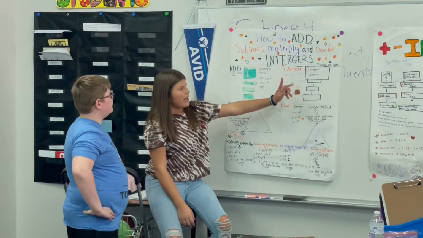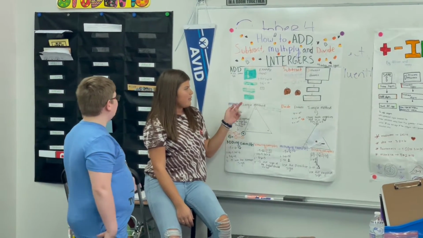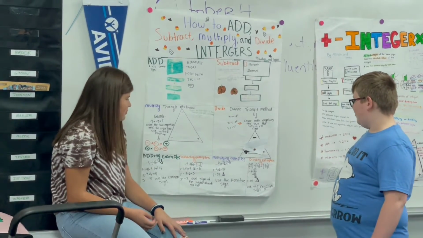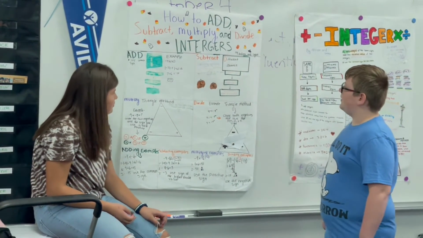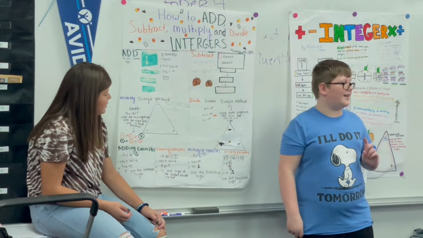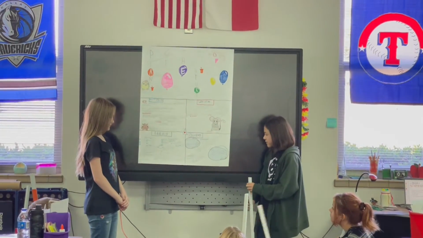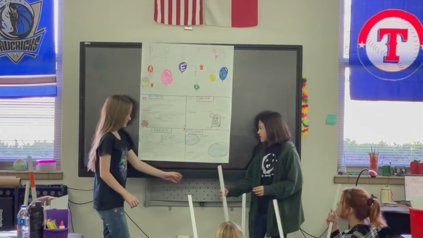So in this one it has the little chart, and this one too. We have some examples down here for adding, subtracting, multiplying, and dividing. -15 divided by 5 equals -3.